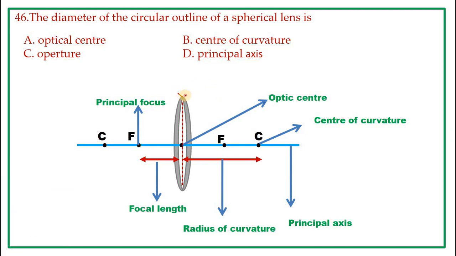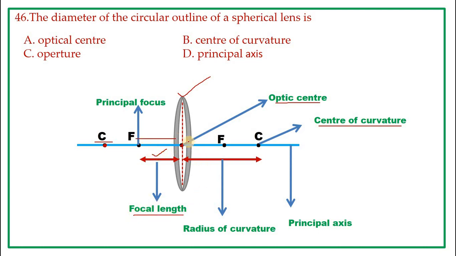This lens is just a part of the sphere. So this will be the center of that sphere. Hence this center we call it as center of curvature. We have center of curvature this side as well as here also, and this is optic center. The distance between principal focus and optic center, the distance between F and O, we call it as focal length.